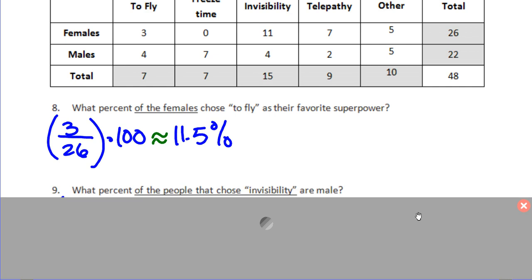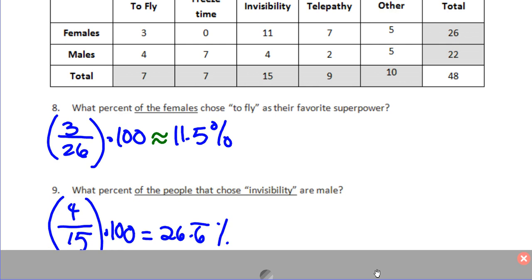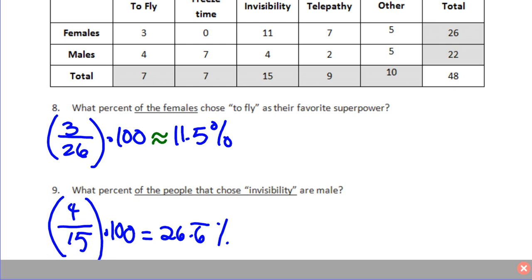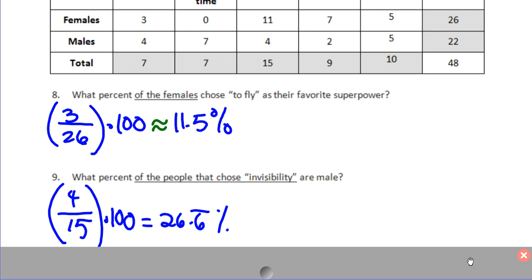What percent of the people that chose invisibility are male? Again, we're restricting our total. Invisibility, there were 15 people that selected it. How many males did they have? 4. So 4 out of 15 times 100, well, that's 26.6 repeating. If you're going to the tenth, 26.7%.